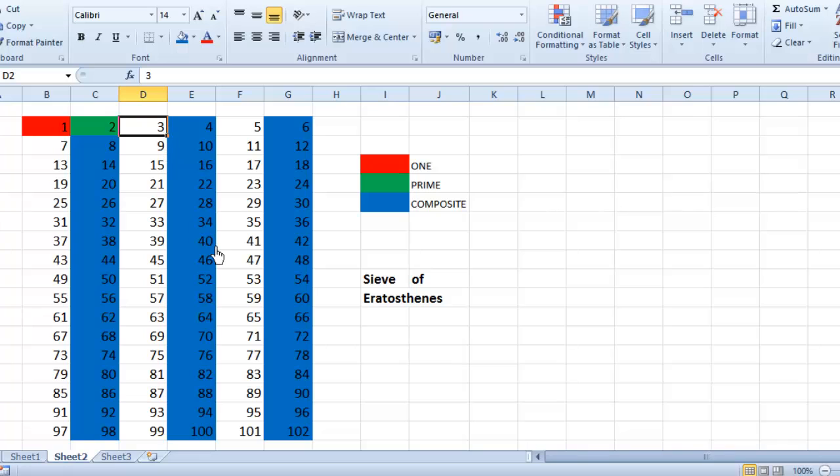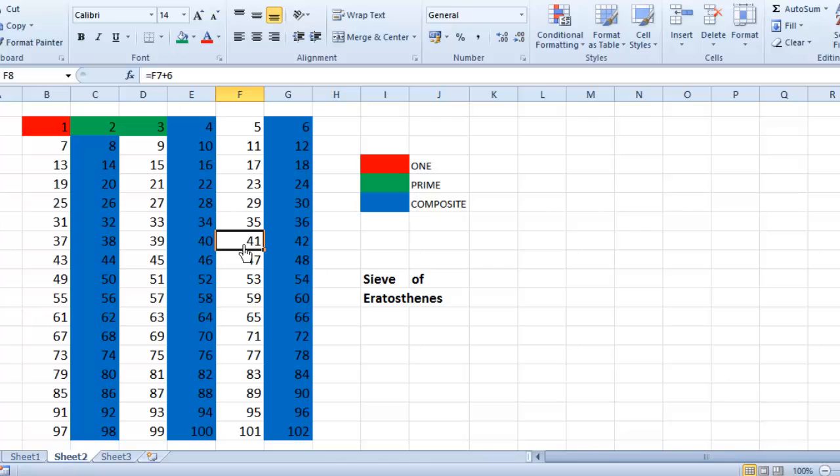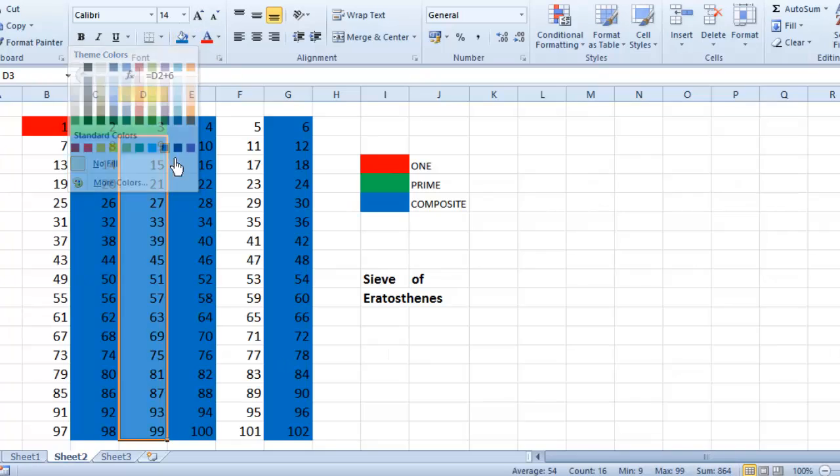Then we'll go to 3. 3 is a prime number because it only goes in the table of 1 and itself. So we're going to highlight 3 again in green. But all the multiples of 3, for instance 6, then 9, then 12, then 15, then 18, are all composite numbers. But as you can see, some of these numbers are already marked as composite. So we're going to mark all the numbers from 9 till 99 as composite numbers because all these numbers are divisible by 3. So again, we are going to mark them in blue.